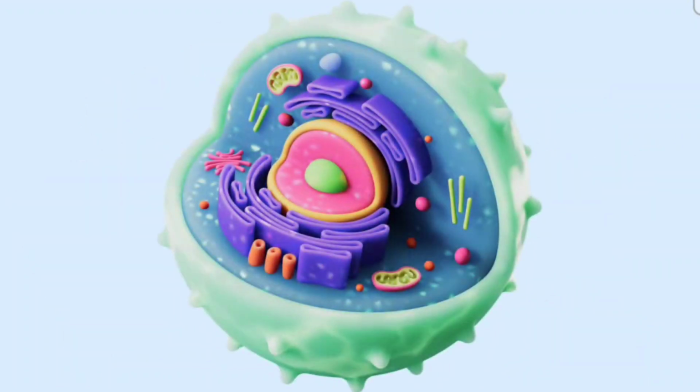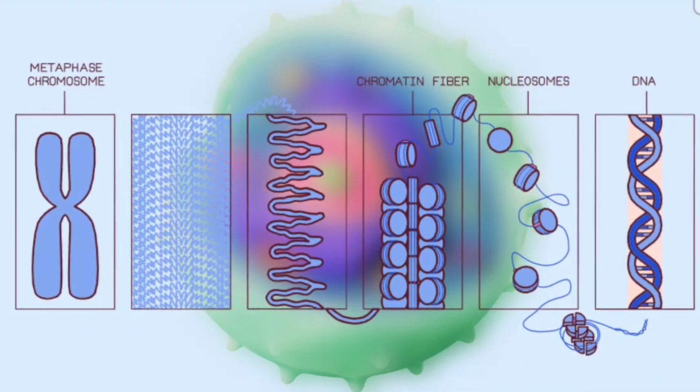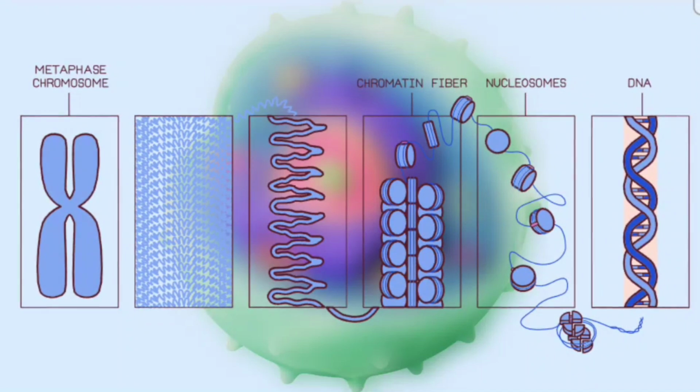Inside your cell, DNA doesn't float around freely. It's wrapped around proteins. Some of these proteins decide which genes should be active.